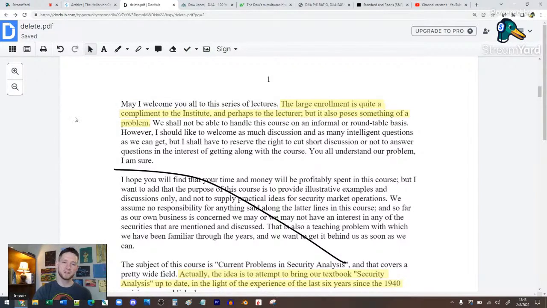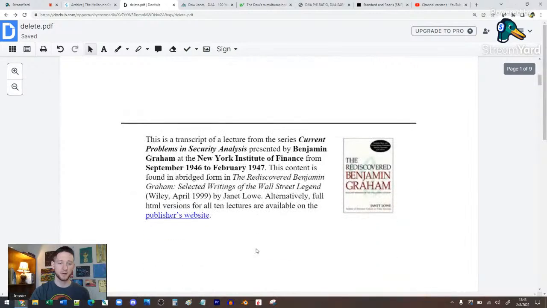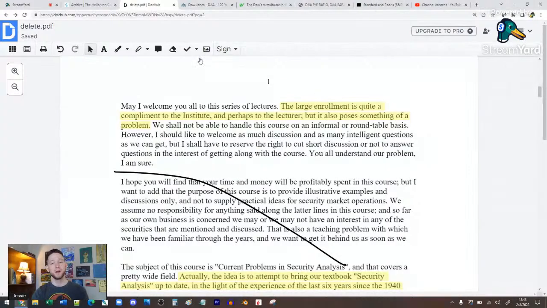So he starts off this lecture by saying that the enrollment has increased largely in a short time, I should say. And it's because he's been so successful and he's got such a reputation at this point. And I believe this lecture was in 1946. It might say somewhere at the top. I don't really remember. Okay, so September 1946 to February 1947 is when these lectures were taught.